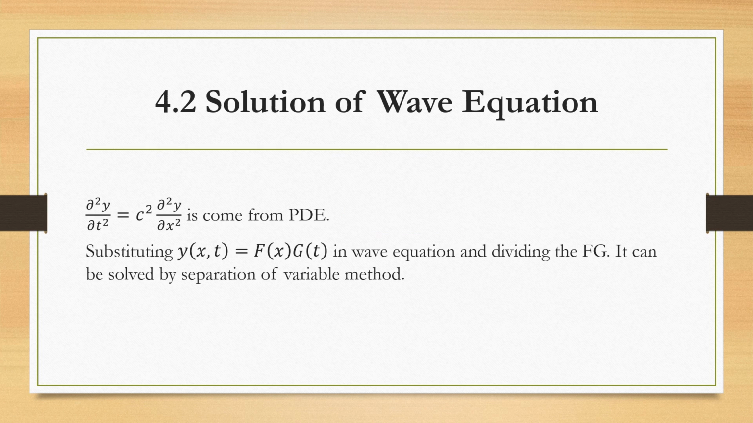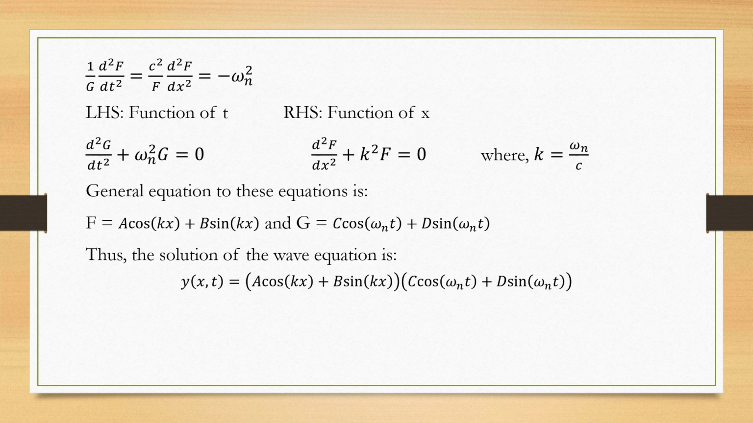Okay, the next part is about the solution of the wave equation. Just now, the general wave equation came from the PDE. So substituting y(x,t) equal to f(x)g(t) into the wave equation and dividing by fg, this is the wave equation. This wave equation can be solved by separation of variables. So by separation of variables, we get this equation.